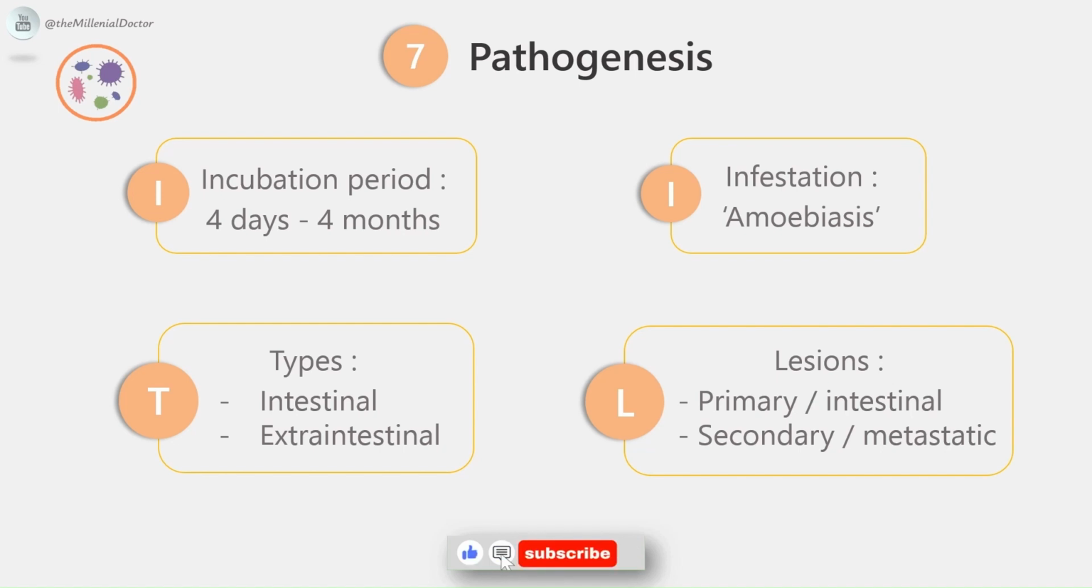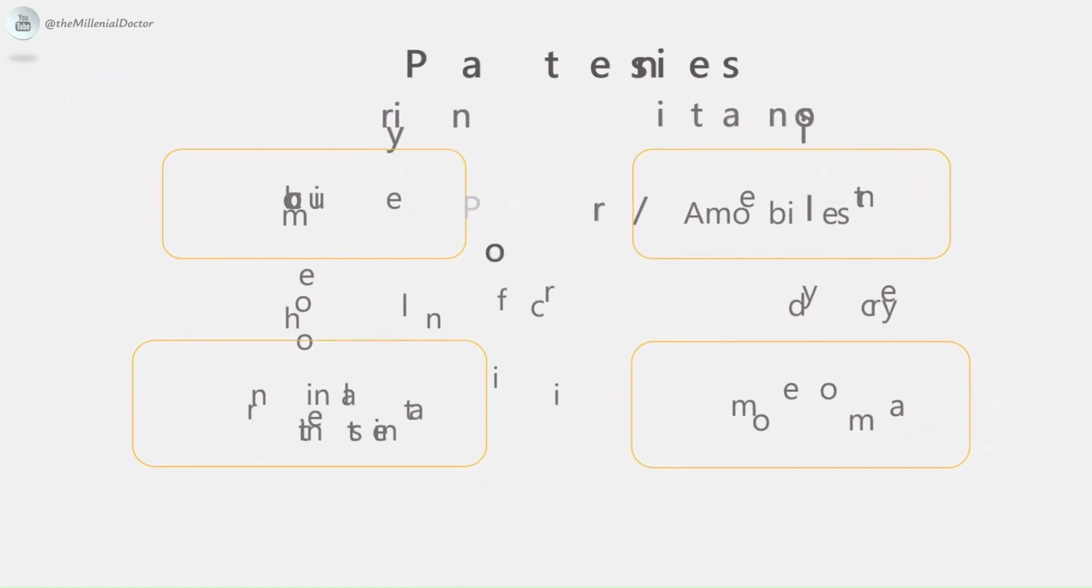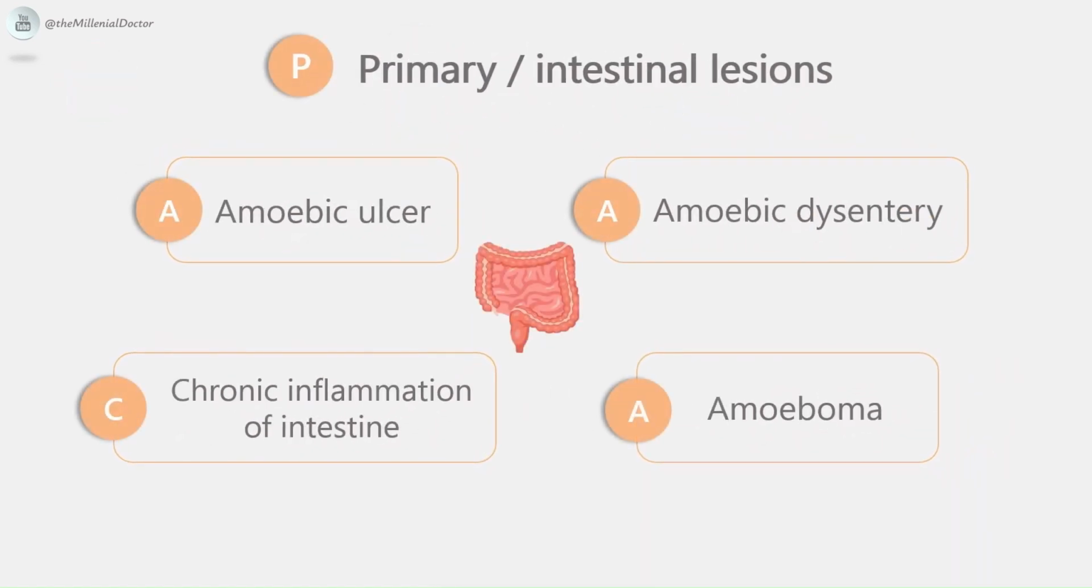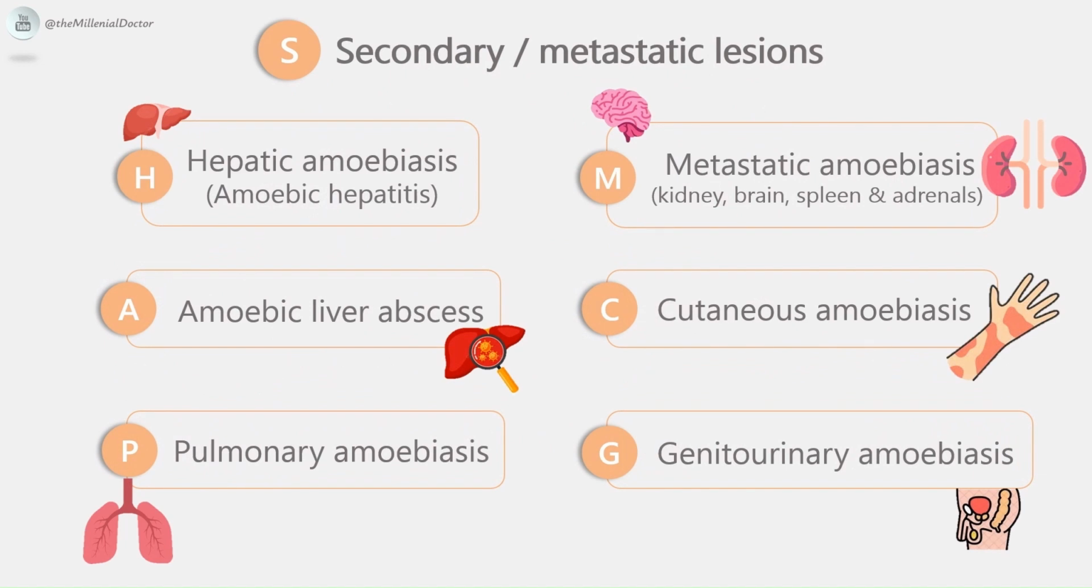First is the primary lesions, also called as the intestinal lesions, and second is the secondary lesions, also called as metastatic lesions. Primary or intestinal lesions can be classified under 4 types: amoebic ulcer, amoebic dysentery, chronic inflammation of the intestine, and amoeboma. And the secondary or the metastatic lesions can be classified as hepatic amoebiasis, also called as amoebic hepatitis, amoebic liver abscess, pulmonary amoebiasis, metastatic amoebiasis, which involves the kidneys, the brain, spleen, and the adrenals. Then the cutaneous amoebiasis, and finally genitourinary amoebiasis.